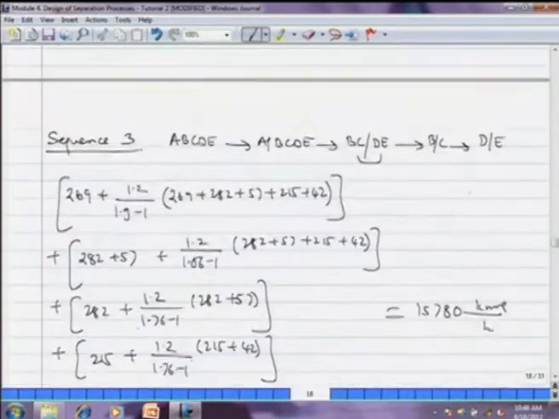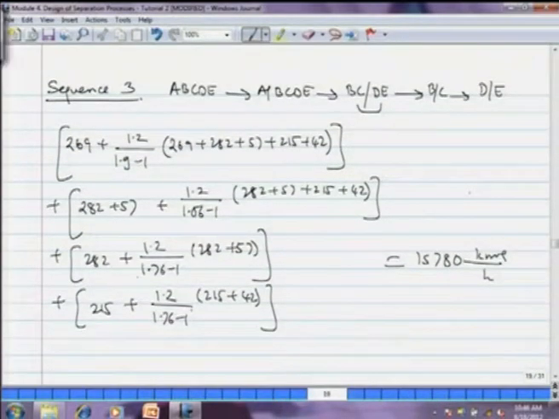Now, the third sequence, here we have the ABCDE mixture being split as A and BCDE, and the quaternary mixture of BCDE is split into 2 binary mixtures BC and DE, which are separated. First column is exactly the same as previous 2 sequences. For the other 3 columns, we have to do calculation.